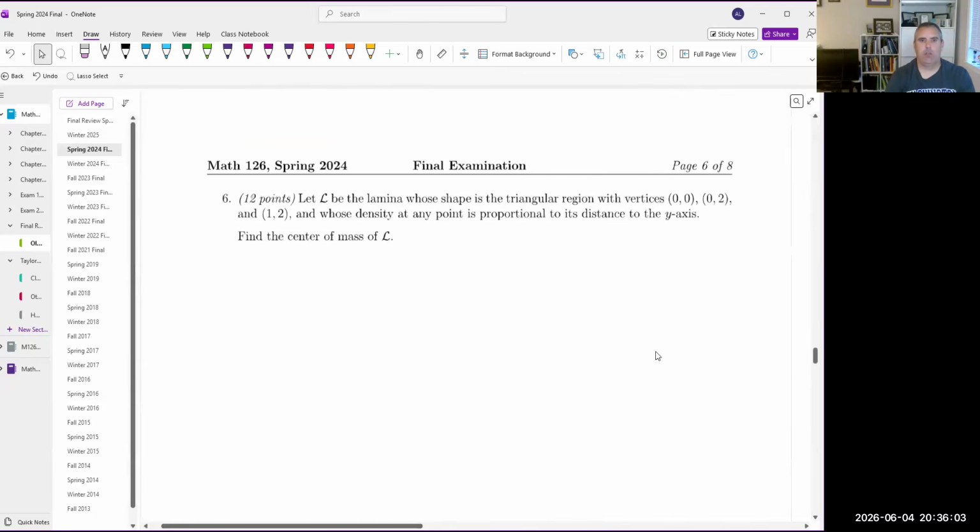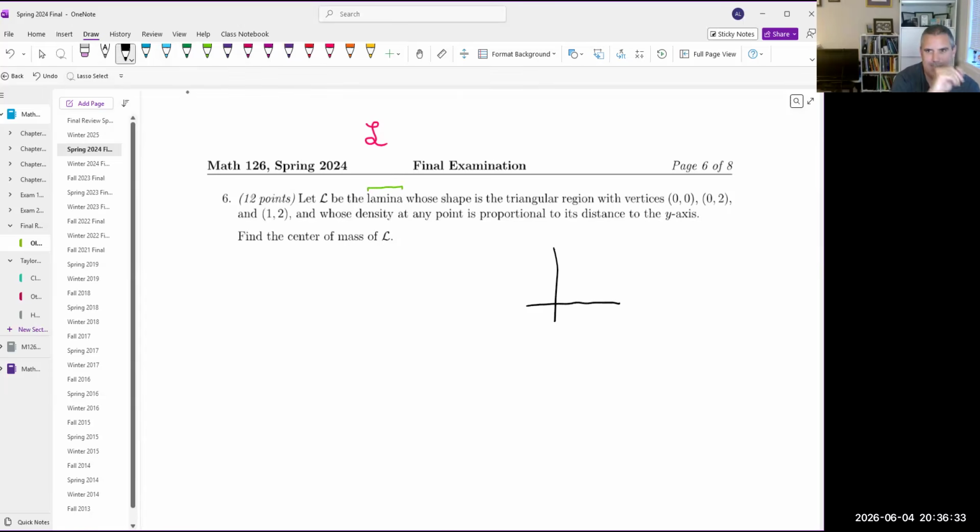So here we go. Let script L be the lamina whose shape is the triangular region with vertices this. That's kind of fun to look at. I write L's like this because it's in my last name. The main thing is just to have read these so that when you see the word lamina, it doesn't bother you. But they're giving me a region.